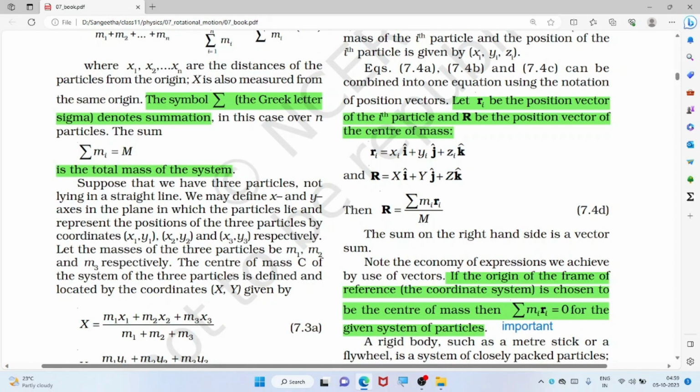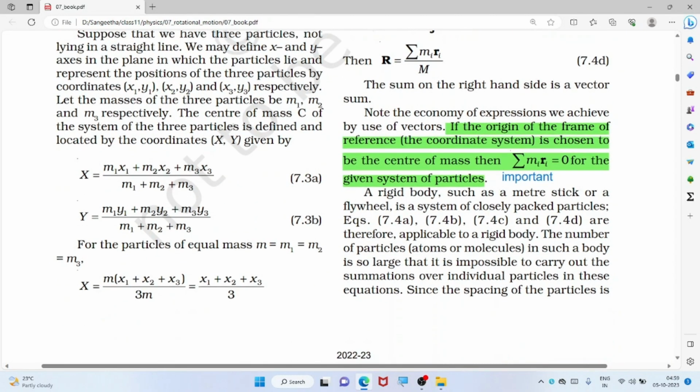R is the position vector. So this is important. If the origin of the frame of reference, the coordinate system, is chosen to be the center of mass, then sigma m r is 0. For the given system, if the origin is equal to the center of mass, then sigma m r is 0.